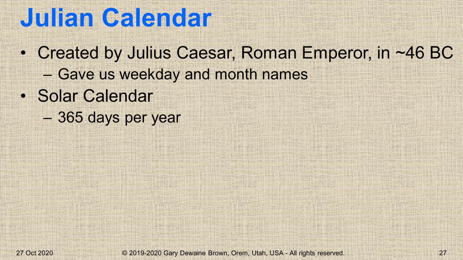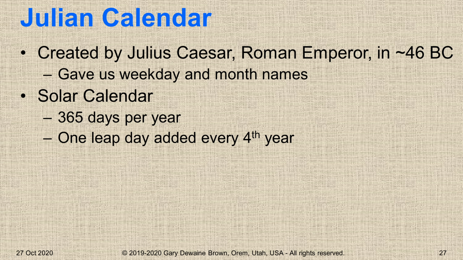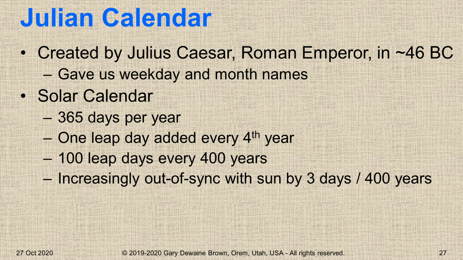The calendar had 365 days in its common year and added 1 leap day every 4th year for its leap year to handle the fact the solar year is just shy of 365 and 1/4 days. This means the Julian calendar had 100 leap days every 400 years, but unfortunately that made it increasingly out of sync with the sun by 3 days every 400 years, so that the spring equinox occurred earlier and earlier on the calendar over the centuries.